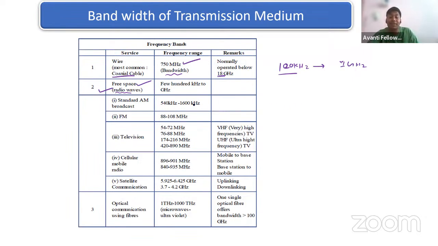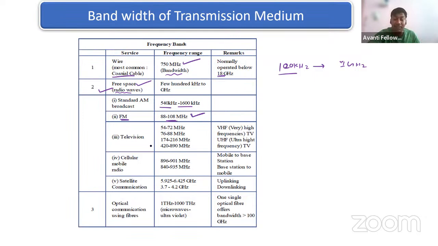In that case, the frequency range will be 540 kilohertz to 1600 kilohertz. And for FM, this question is asked in NEET: for FM waves, which frequency range is used? That will be 88 to 108 megahertz. So this is a very important frequency range that is asked in the NEET exam.